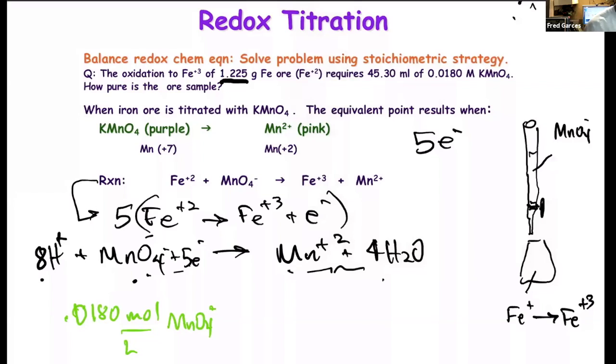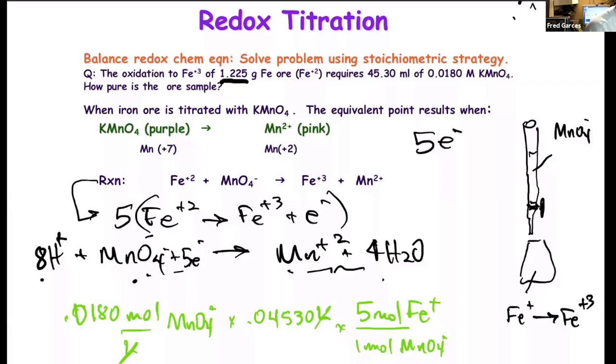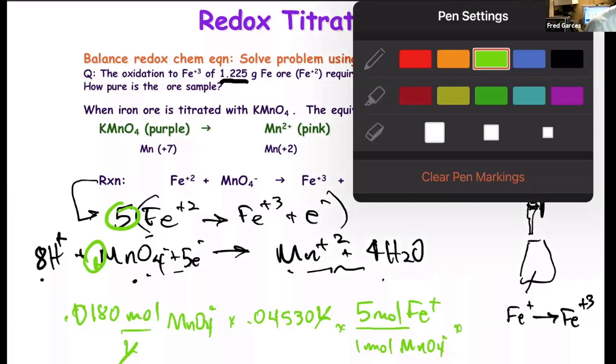The potassium is the spectator. And I need 0.0453 liters of the potassium permanganate. Notice the liters cancel. And then from the balanced equation, I know that for every 1 mole of MnO4 minus, I need to react it with 5 moles of iron. How do I know that? I know that this is 1 and that that's 5 for the electrons to cancel. Okay, and then I'm going to erase this down here.